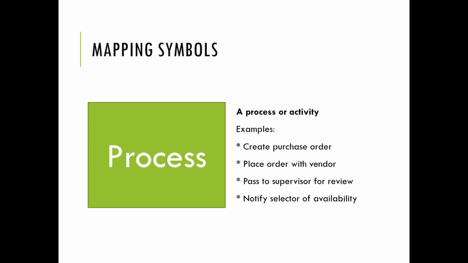Some of the examples that I have here on the slide are things like creating a purchase order or placing an order with a vendor. And these activities can vary in scale. So you might have something like create a purchase order, which if you think about that, you could really break down into even smaller steps. You might say, I open up a new purchase order record in my ILS, and I populate the vendor name, and I populate the price, and there's lots of little steps that make that up.